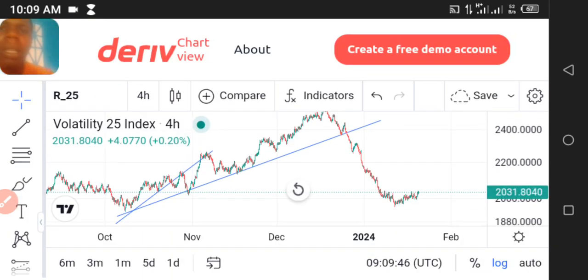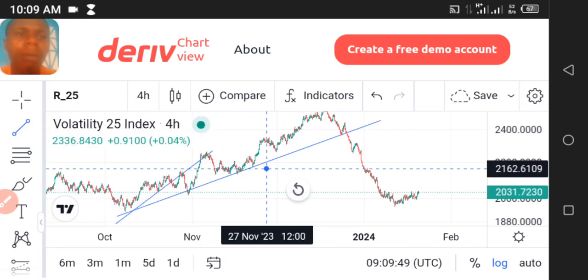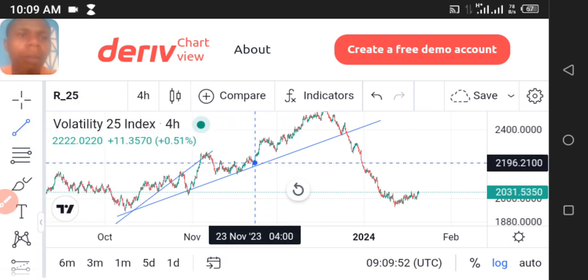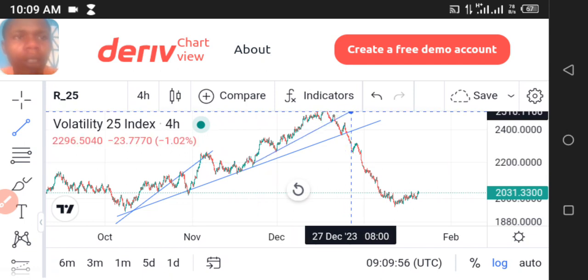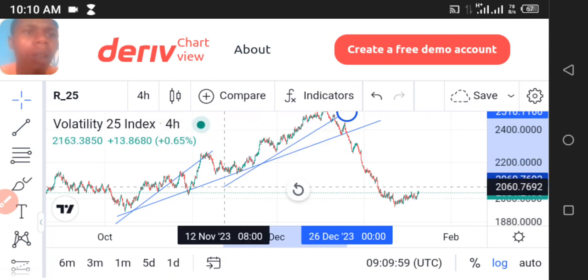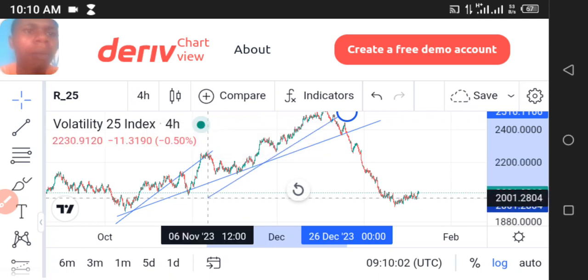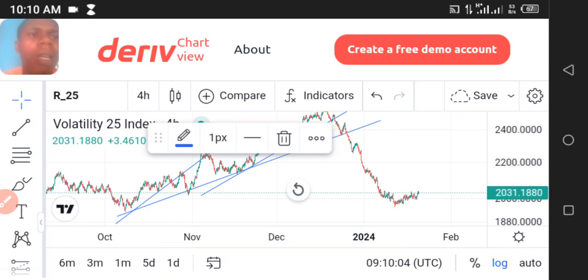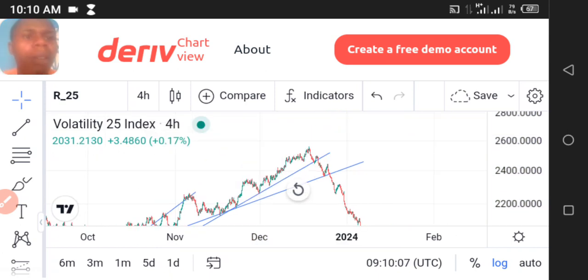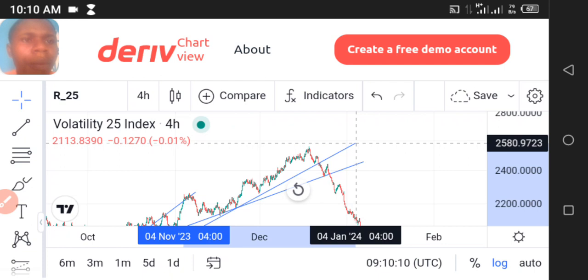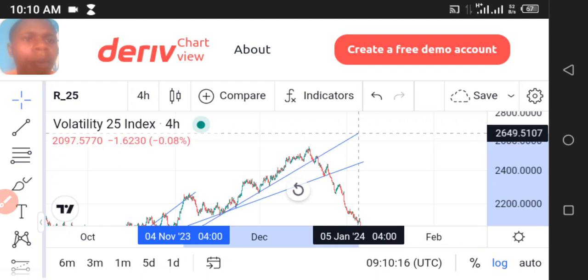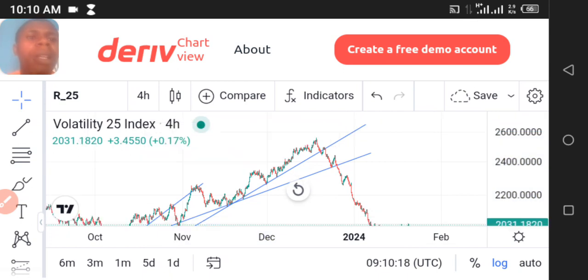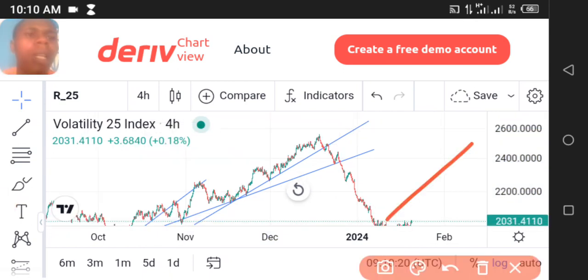Okay, let me just draw this trend line here. This isn't straight enough. Okay, I think I will just leave it like this. Don't forget, this is our overall trend line. This is our overall trend line here.